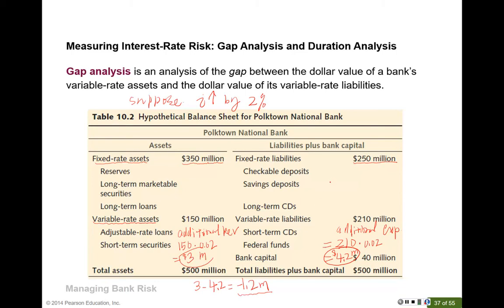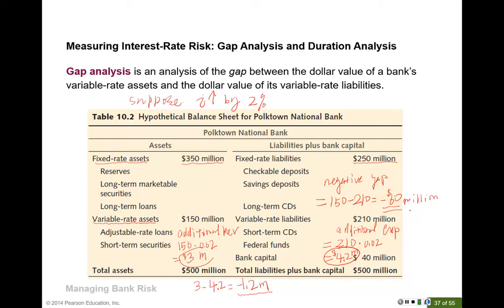Sometimes people also use the negative gap to calculate the loss here. What's the meaning of the negative gap? Negative gap is the difference between the variable rate asset and the variable rate liability. In this case, 150 minus 210, we get negative $60 million. Because the number here is negative, that's the reason we call it a negative gap. And sometimes the bank may have a positive gap.